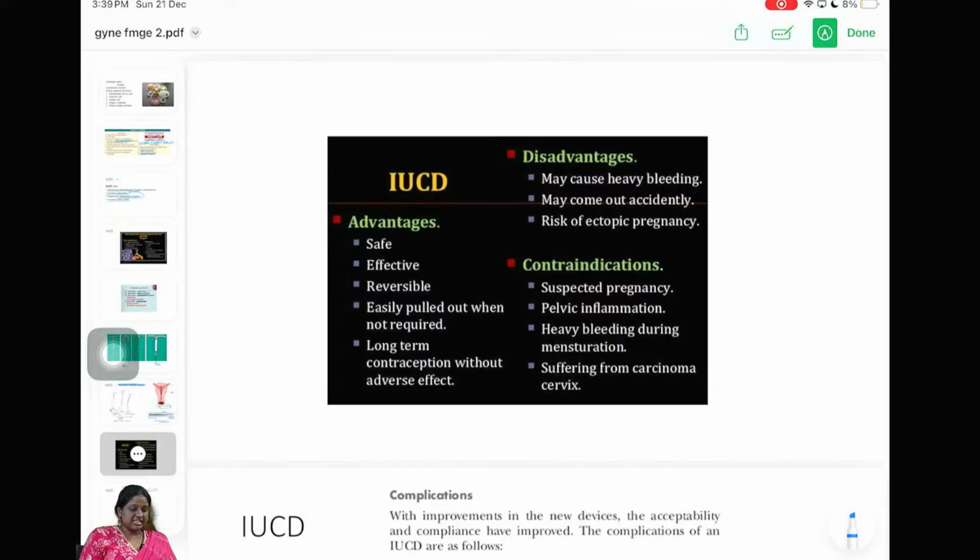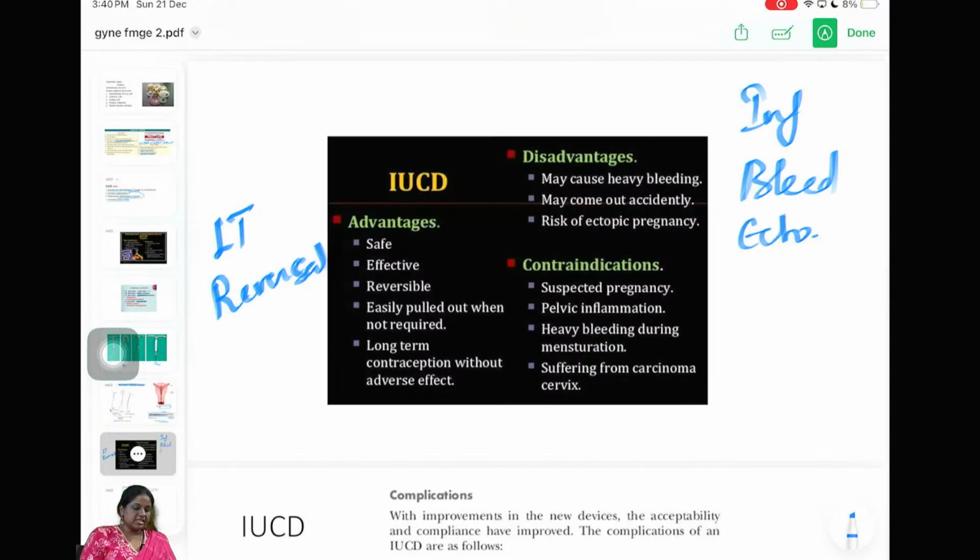So what are the advantages and disadvantages you know of? The advantage is it is very safe and it is a long-term reversible contraception. It is long-term contraception, but you can reverse it. But the disadvantages are it can cause infection, it can cause bleeding issues, and it can also cause ectopic pregnancy. So when should you not use it, given these disadvantages?